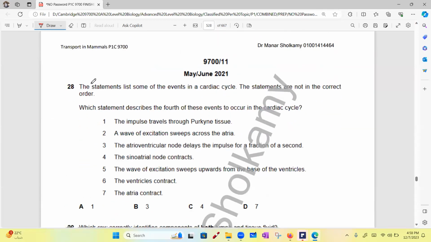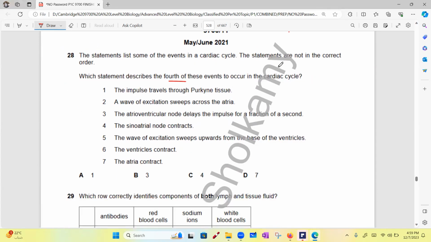Okay. Finally, we are in 2021. Let's finish this year. Three more exams and I'll let you go. The statements list some of the events in a cardiac cycle. The statements are not in the correct order. Yasin, tell me, which statements describe the fourth of these events? This is not a nice question. Tell me, what's the first event?